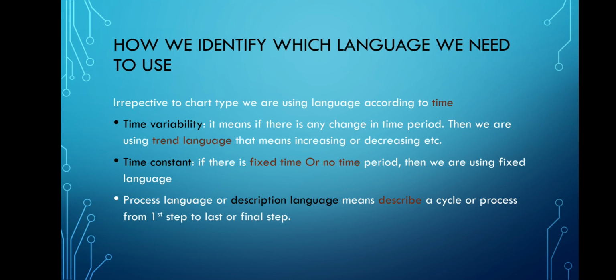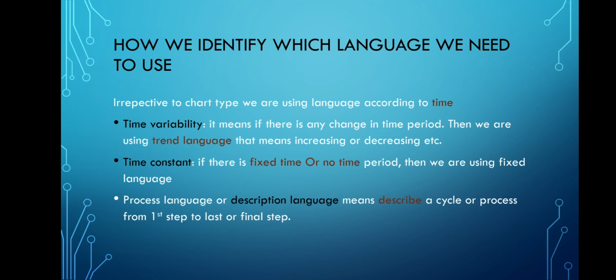Even if candidates know that there are three types of language, that is trending, fixed and comparative, they don't know when, where and how to use them. So this is the main important thing. Respective to the chart type, we use the language according to the time variability. It means if there is any change in the time period, then we use the trend language, that means increasing or decreasing language.